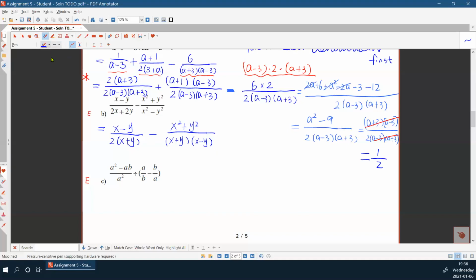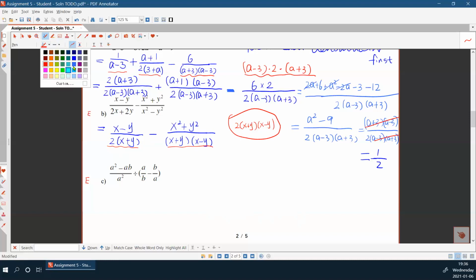So from the factored expression, we can easily see that the common factor is 2 times x plus y times x minus y, right? This is a common denominator, and it's the least common denominator, right? So here the first term becomes this one, minus twice of this.